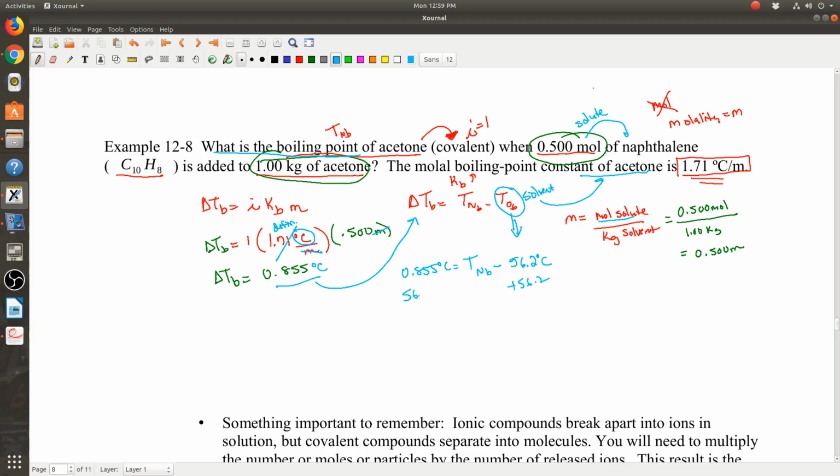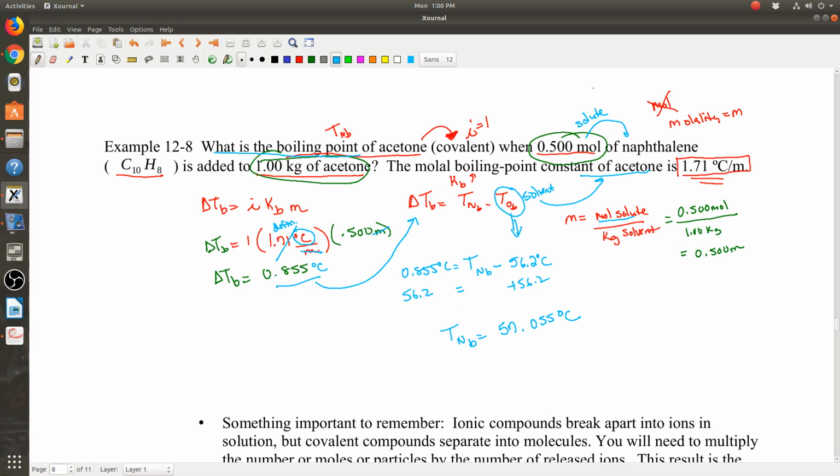And you don't have to write this part out. I'm just reminding you of the math process. So what the new boiling point is, and notice that the new boiling point should always be bigger than the original boiling point. It's called boiling point elevation for that reason. All right, when I add that together, I get 57.055 degrees Celsius, boiling point elevation.